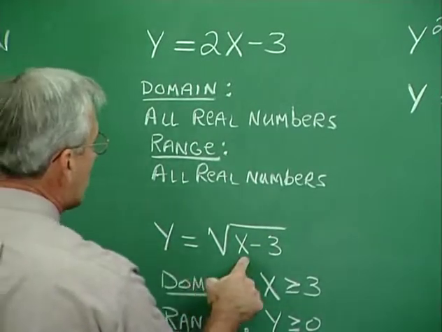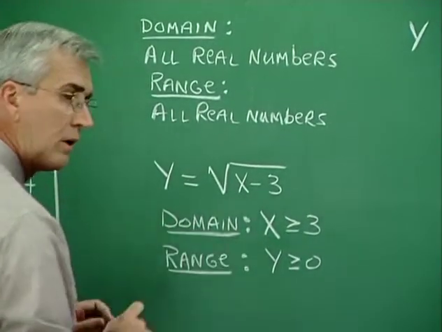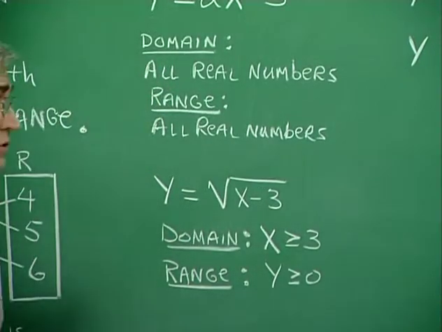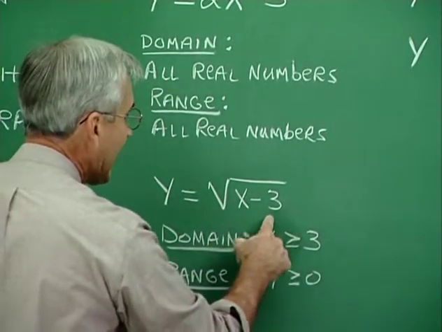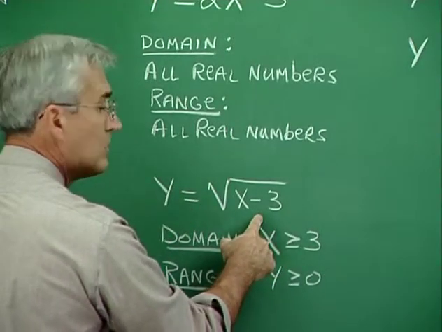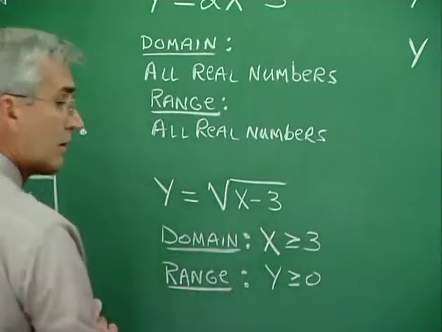How about y equals the square root of x minus 3? Aha, now we have a domain that's not all real numbers, because the acceptable replacements for x are those values of x for which the radicand is positive or 0. So that means x can only take on values greater than or equal to 3. So the domain would be x is greater than or equal to 3.